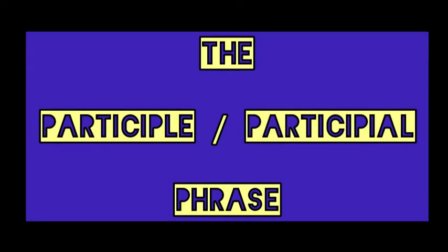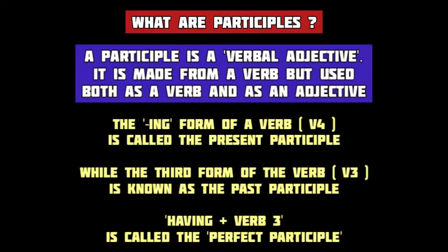Today's lesson is the participle or participial phrase. But first off, what are participles? Well, a participle is a verbal adjective. It's derived or made from a verb, but it can be used both as a verb and as an adjective. In short, participles are verb forms that also act as an adjective in a sentence.